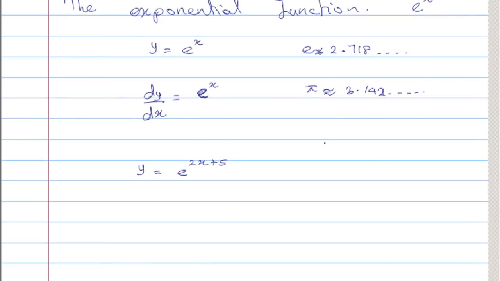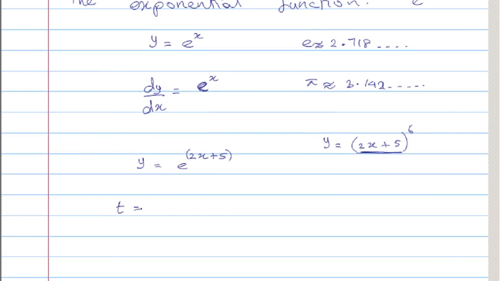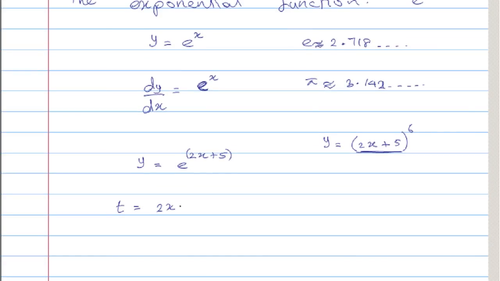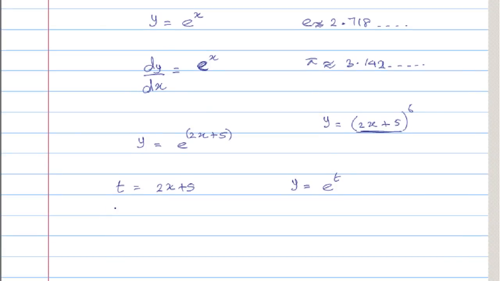So if you remember from previous videos, when we had, say, y equals some function, say 2x plus 5, raised to a constant, we said let's take whatever is inside the bracket as my t substitution. In this case, I'm going to take my power as my t substitution. So let t equal 2x plus 5. If t is equal to 2x plus 5, then y would be equal to e to the power t. Okay, then we take these derivatives.